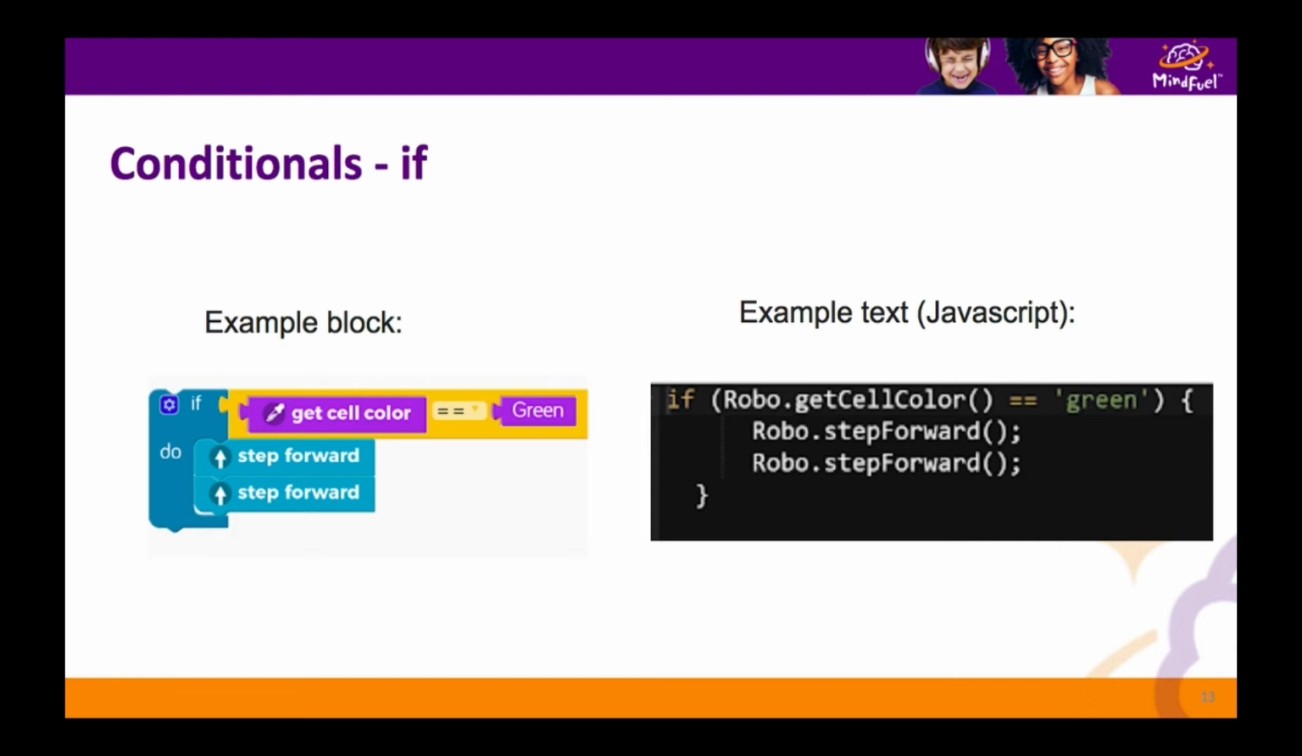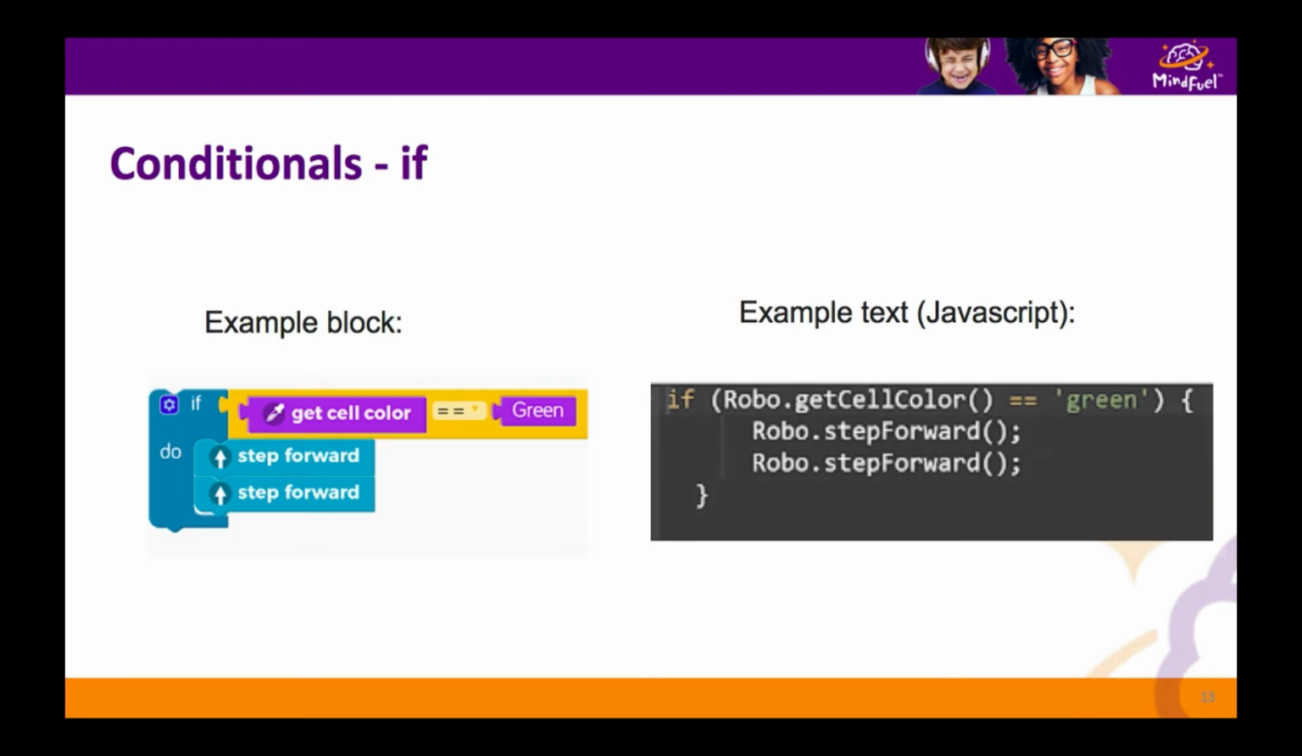Here we've shown how conditional statements are written in both block and text-based programming. In the block example, the condition that's being checked is shown in the orange block. This condition will result in being either true or false. It's important to note that conditionals utilize something called operators, which are used to compare the value or values against the condition.